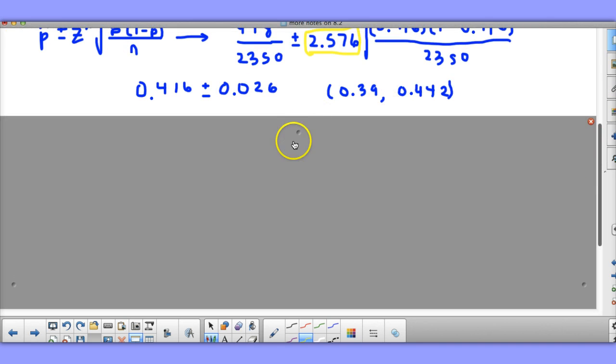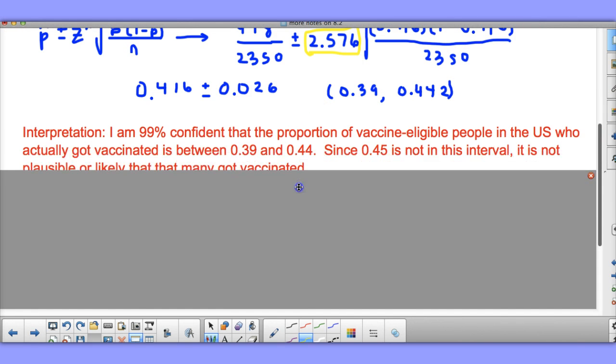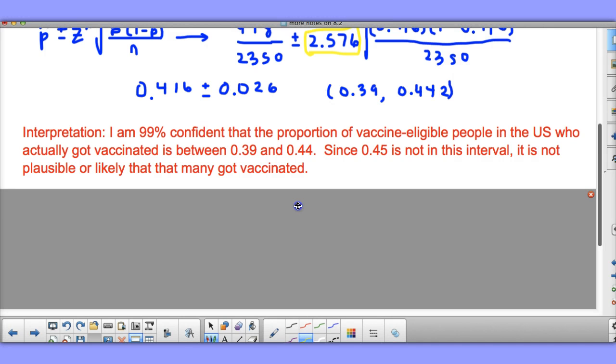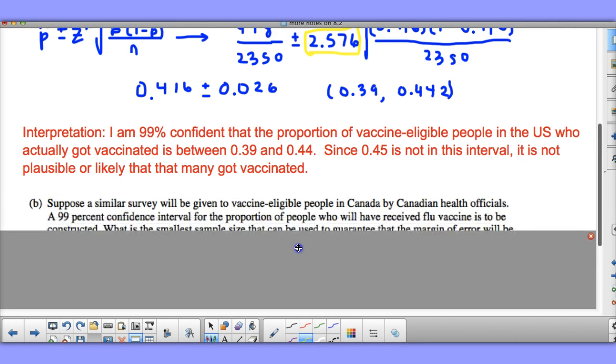So first the interpretation. The interpretation is that I am 99% confident that the proportion of vaccine eligible people in the US who actually got vaccinated is between 39 and 44%. Since 45% is not in the interval, it's not plausible or likely that that many people got vaccinated. So, if the government was trying to run some ads and see if they were effective, maybe it's not as effective as they would have hoped.